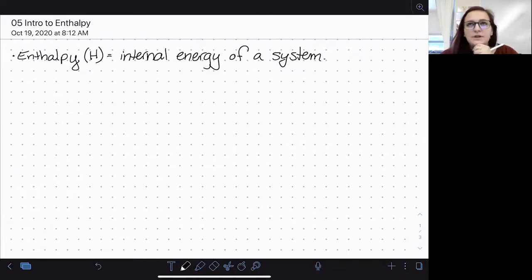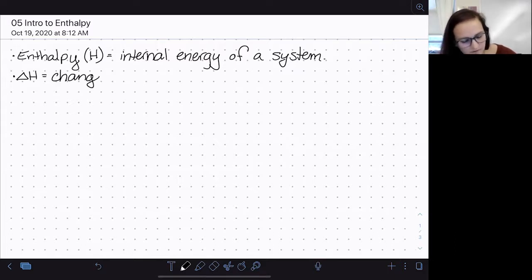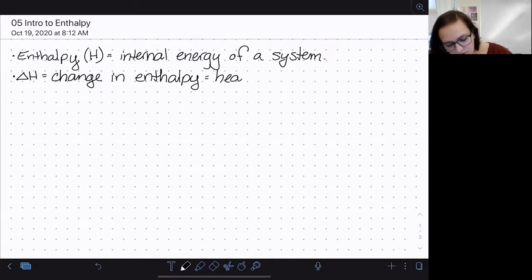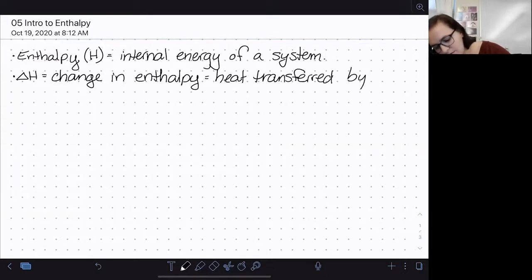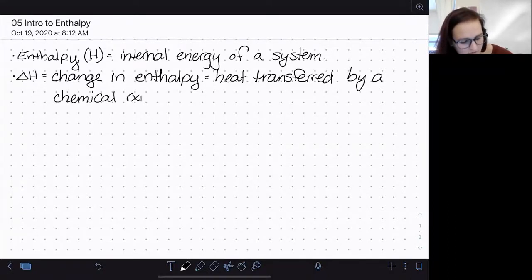So what we generally measure for chemical reactions, when we're talking about how much heat or how much energy they transfer, is the change in enthalpy. So we express this as a delta H, which is the change in enthalpy, which tells us the heat transferred by a chemical reaction for a specific amount of reactant.